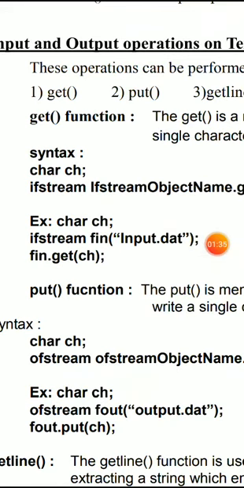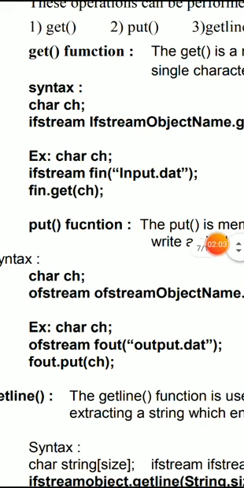Input dot dat is a file which is open for reading purpose because we are using a fin object and ifstream class. So ifstream means input purpose. When you input the data in an input.dat file, in order to read that data from the file, you make use of a get function. So fin.get ch, where ch is a single character variable, accepts one character at a time from the file and retains it in a variable called ch.